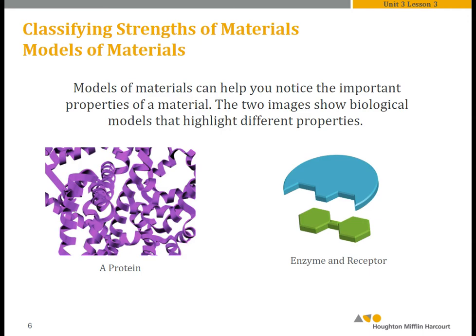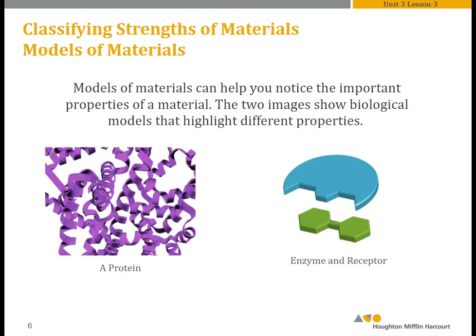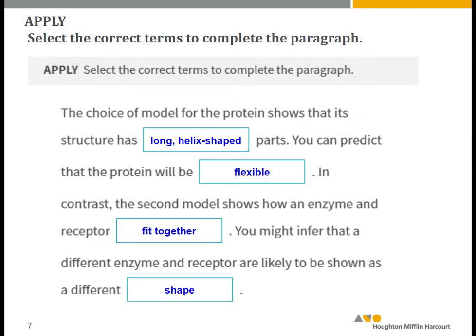And these both highlight different properties, because the protein model on the left shows how the protein is shaped and folded. The model on the right shows how the receptor fits into the enzyme. That's not what the enzyme or receptor really are going to look like, but that's showing that they fit together like a lock and key. Well, all right, let's just look at this.